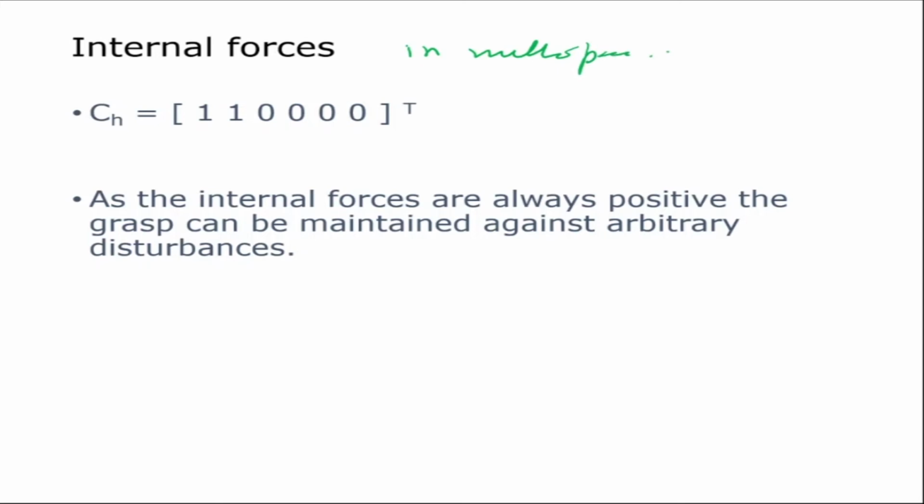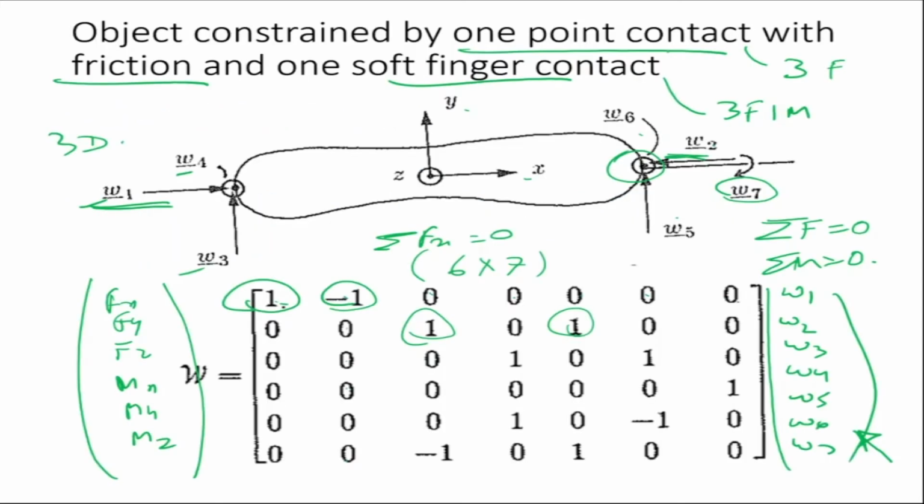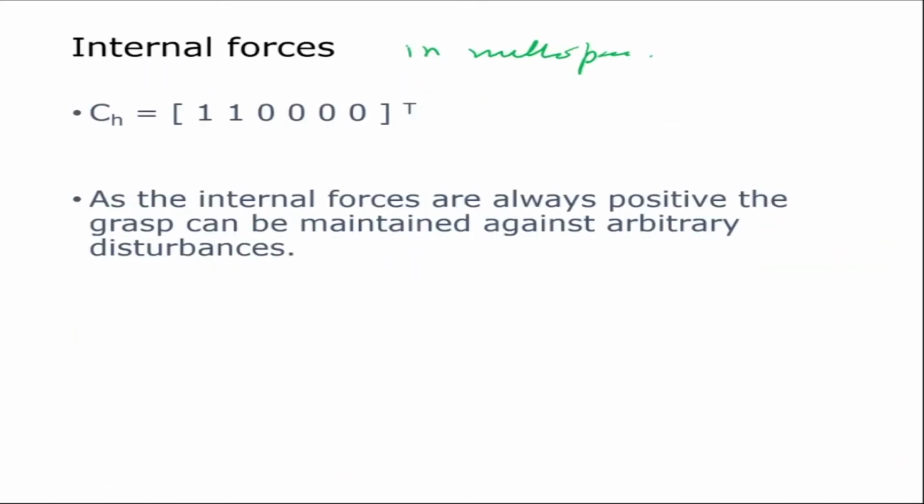Internal forces in the null space would mean that in order for this grasp not to fail, this force must always be there and this force must always be there. Other forces can go, but those two have to be there, W1 and W2. So it basically means that the internal forces in the null space will be 1, 1, 0, 0, 0, 0. So this means internal forces are always positive. The grasp can be maintained against any arbitrary disturbance.